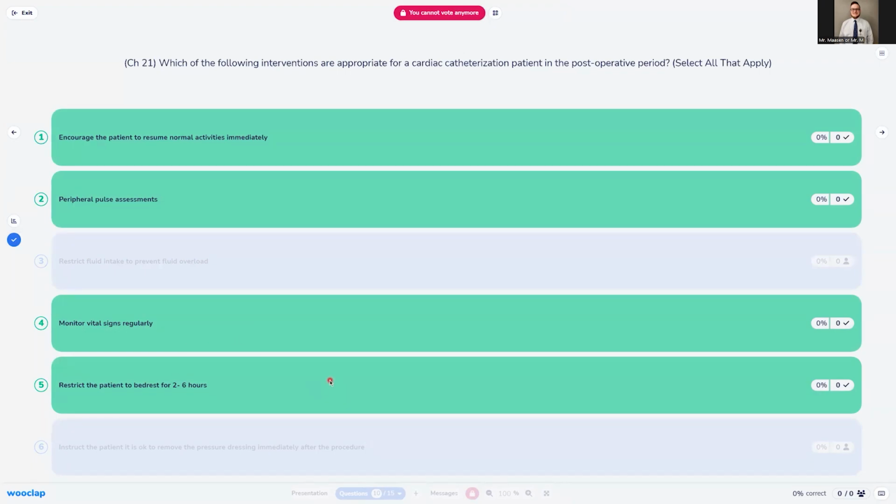So, whoops, number 1 shouldn't have been correct. We don't want them resuming normal activities immediately. Whoops, sorry guys, missed that one. But we do want to do peripheral pulse assessments. We're going to be monitoring their rhythm, their vital signs, and we're going to restrict them to bed rest. They can't move that extremity for a few hours after the procedure so that the artery will heal. Number 1 is not correct.